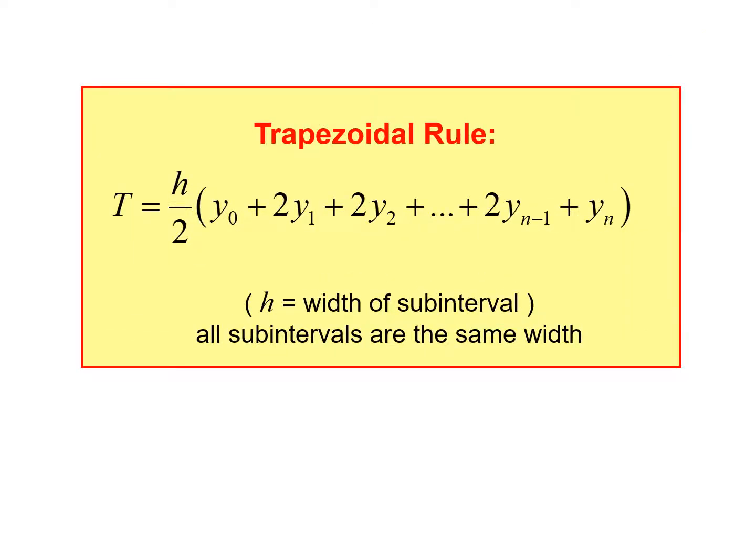If we have a trapezoid with intervals of equal width, so if every trapezoid has the same width, we can use this trapezoid formula right here, h over 2, where h is the width of the subinterval, times the sum of all of the y values at each of the ends of the subintervals, counting the left endpoint once, the right endpoint once, and everything in between twice.